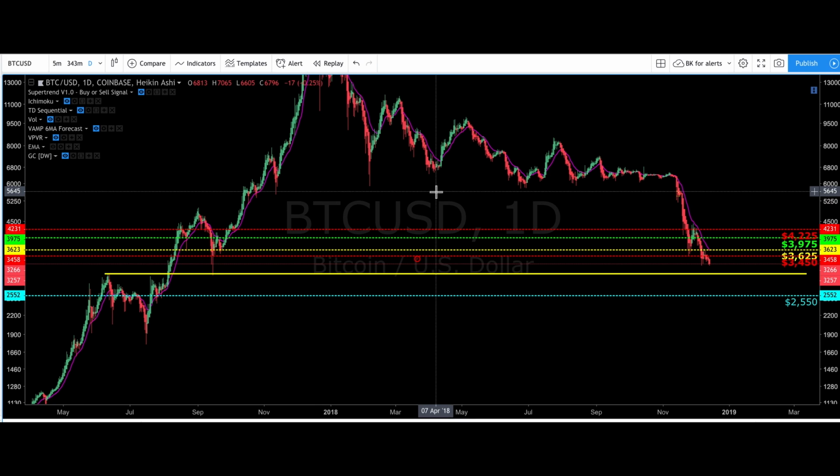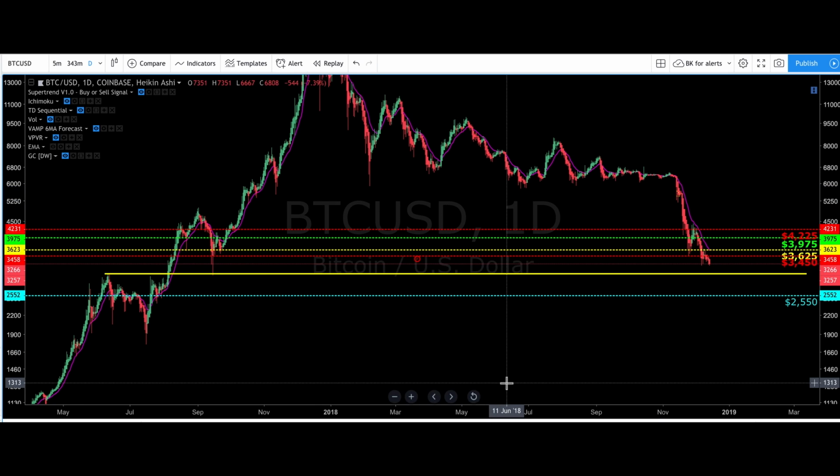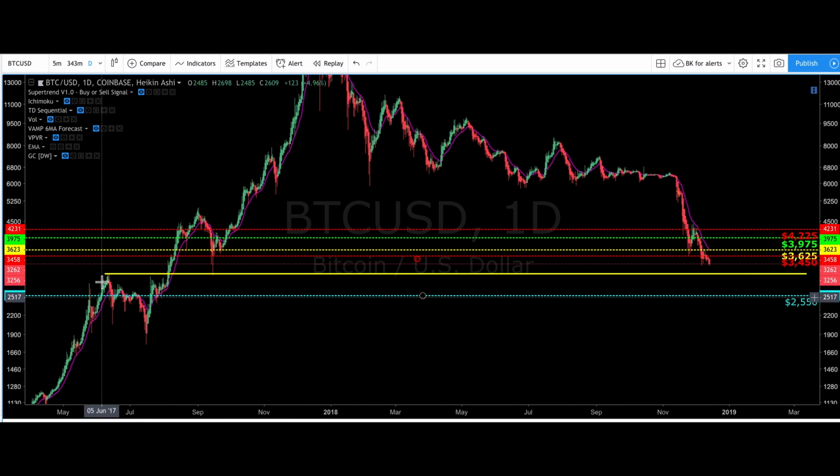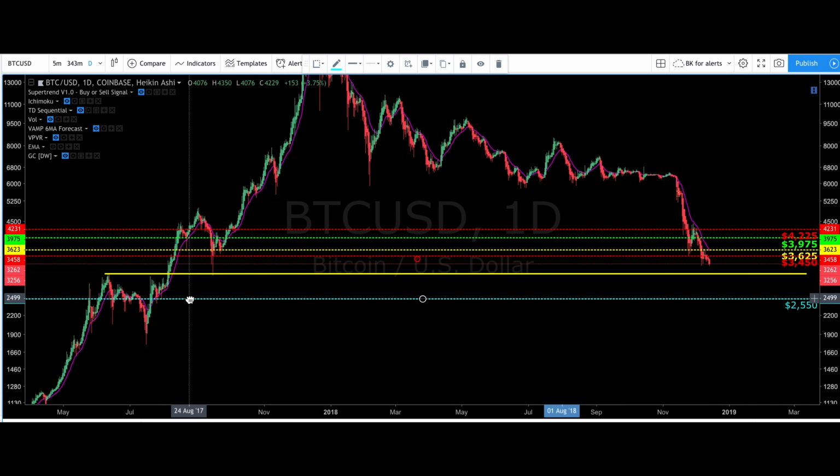Once you break that $3,000 area, your next level is about $2,500 based upon where that volume by price has been historically, based upon the way the candles line up. The reality is that's probably more like $2,400, but you end up going into another channel now. If you break through this $3,000, you have a new trading channel. This is going to be considered a trading channel.